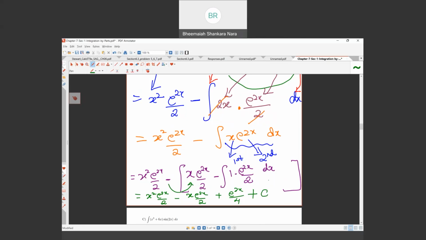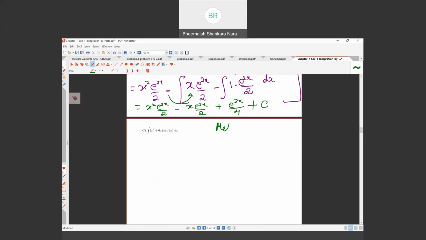The next problem, I'll use method 2, which is the formula method. Integration u dv is uv minus integral v du. So let's do it by the formula method.